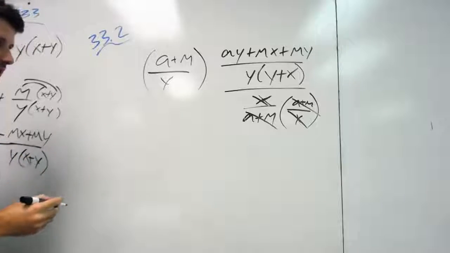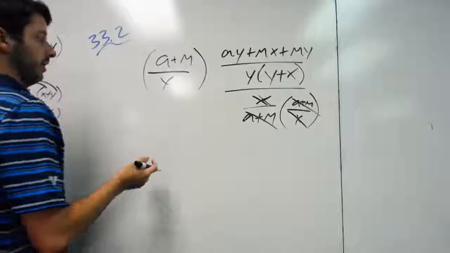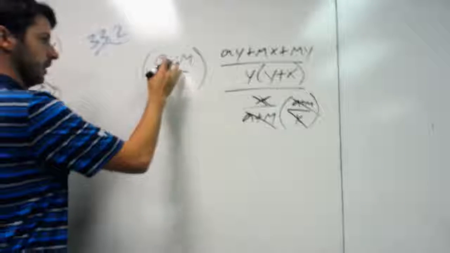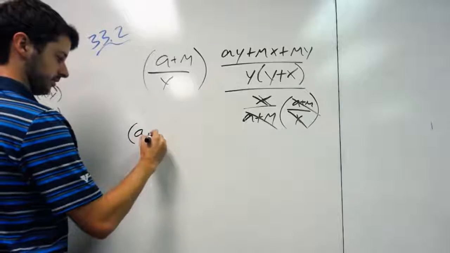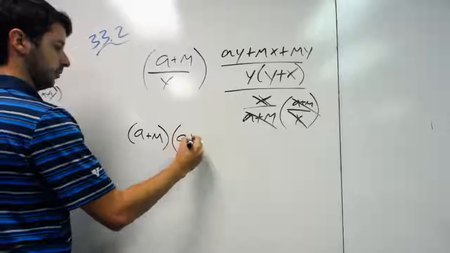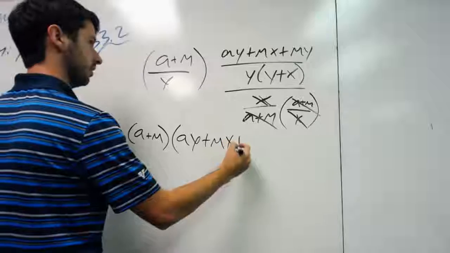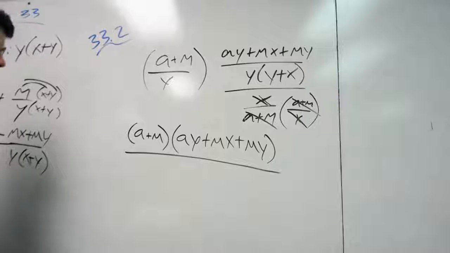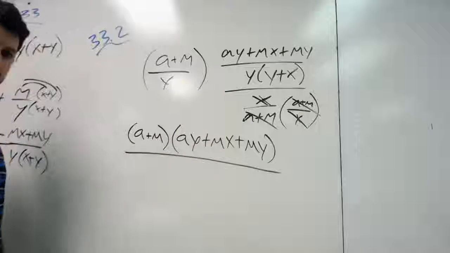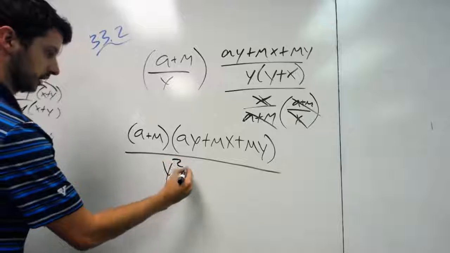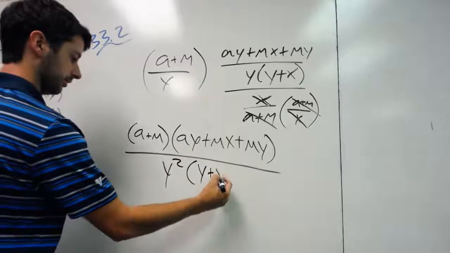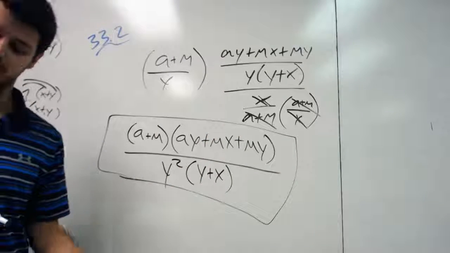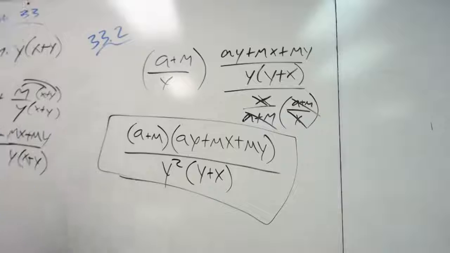So then we multiply. Now, I don't have to distribute all this. We're going to keep it easy. We're just going to do a plus m times ay plus mx plus my, divided by, that's how you write the numerator. The y and the y, we're going to multiply those: y squared, y plus x. Really long, but we did eliminate some work. That would be our answer.